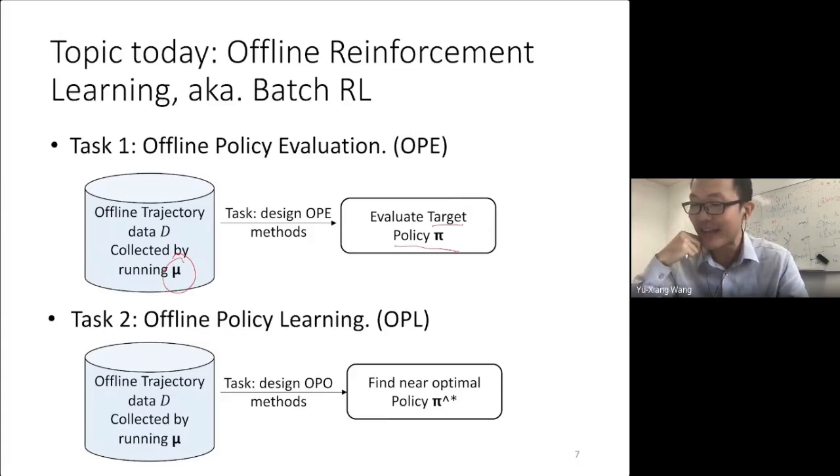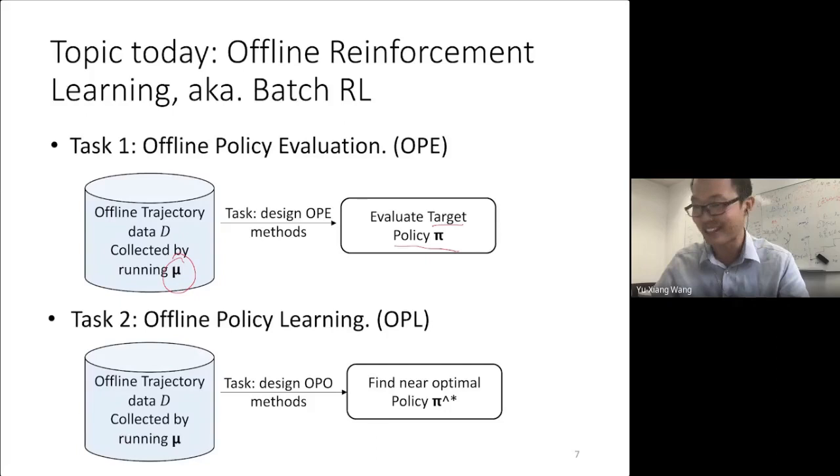And the related task is the so-called offline learning problem, where you want to come up with an optimization algorithm or some kind of learner that works with the offline trajectories that are already collected, and then comes up with a new policy pi star that's as optimal as possible, that maximizes the cumulative reward, supposing you run that policy in the future. These two tasks are related in that if you can do off-policy evaluation, then you have an objective function that you can optimize.